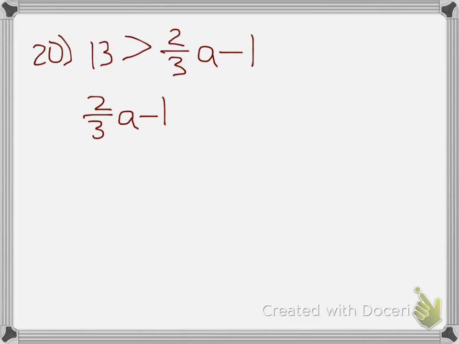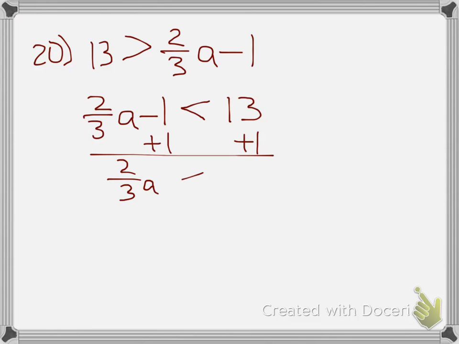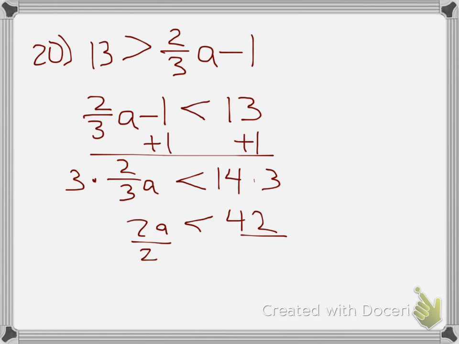Minus 1. Notice it's pointing towards the 2/3, still pointing towards the 2/3. Less than 13, sorry. So I'm going to add 1, get 2/3 a less than 14. I'm going to multiply by 3. 2a is less than 42. And then divide by 2, get a is less than 21.